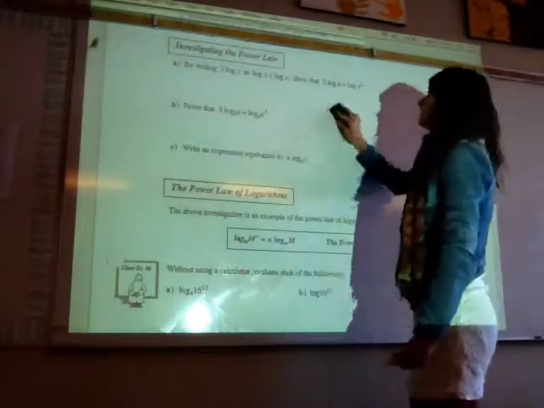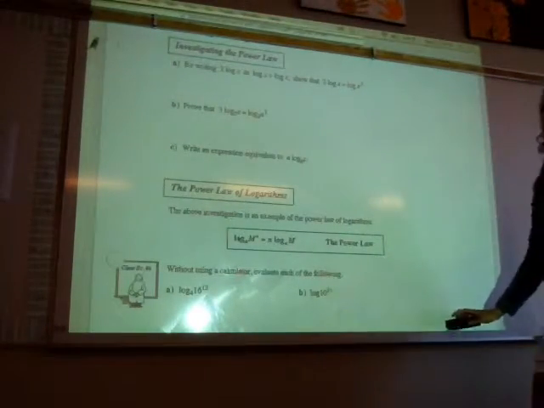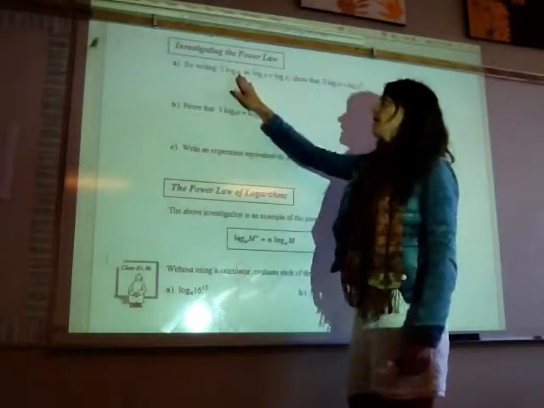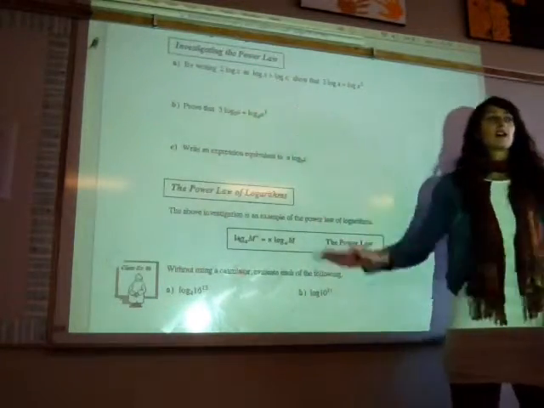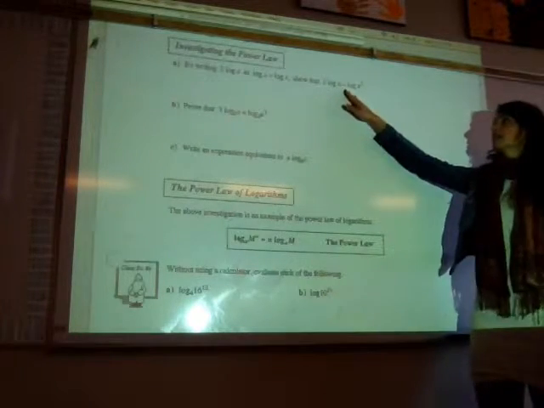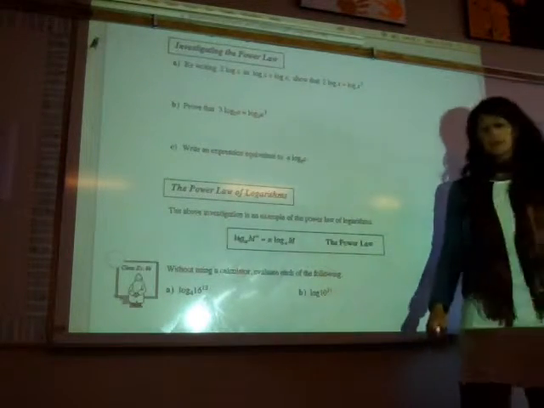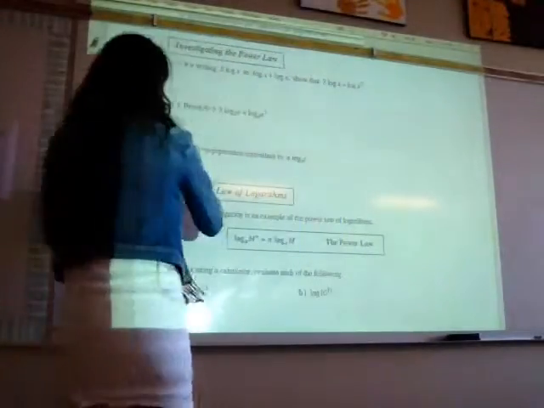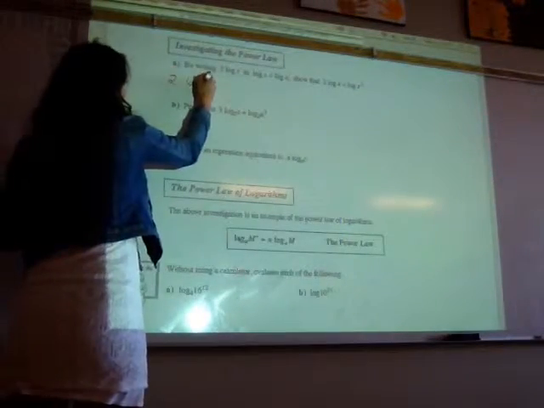Okay, so looking at this example, they're telling us that we can write 2 log x as log x plus log x. From that, we need to show that 2 log x equals log x squared. So let's just start out by writing 2 log x.